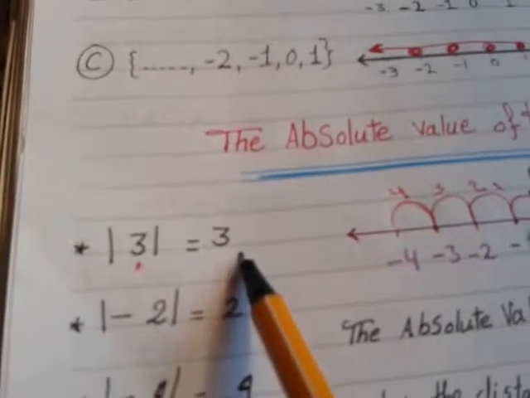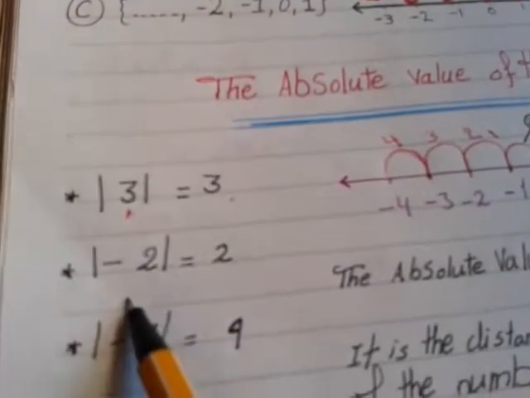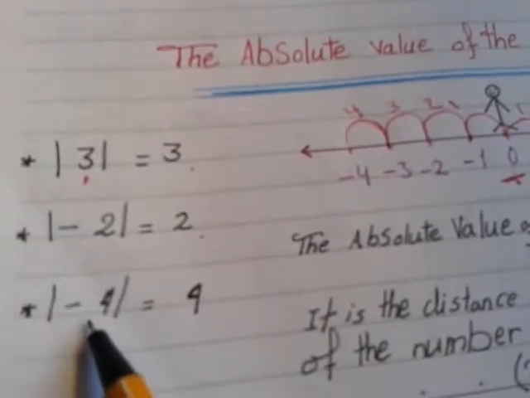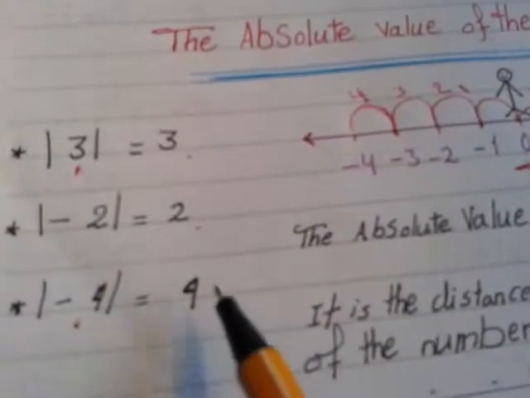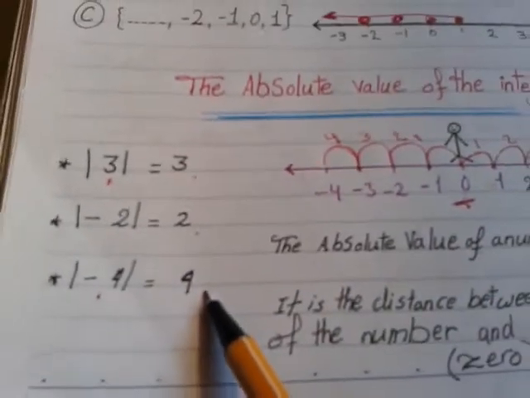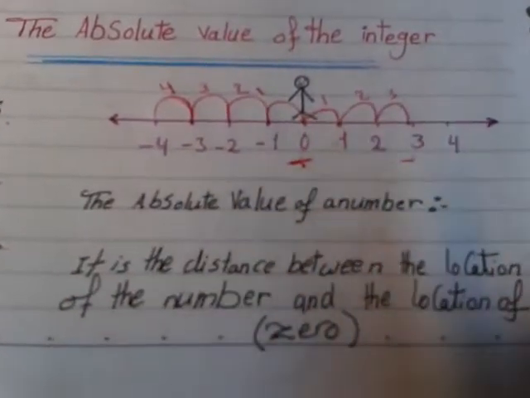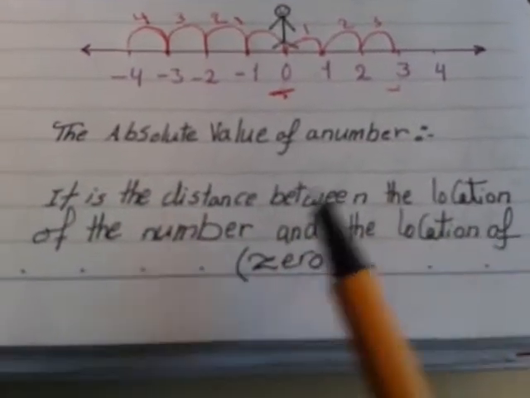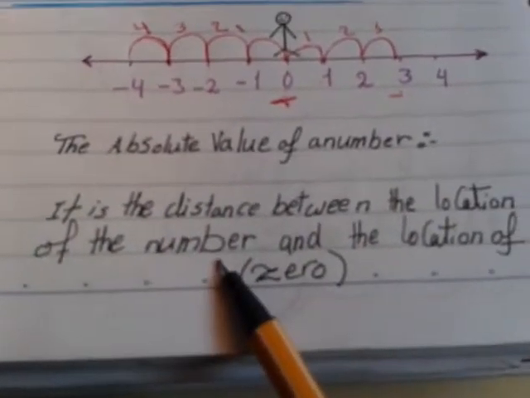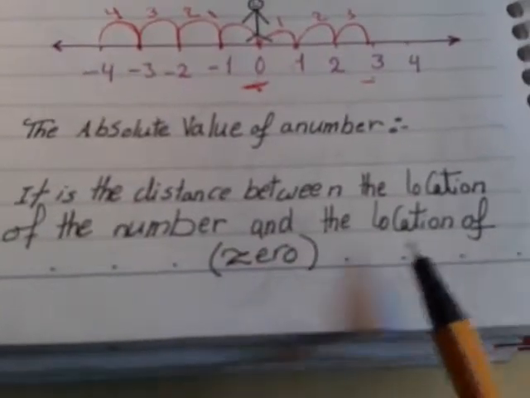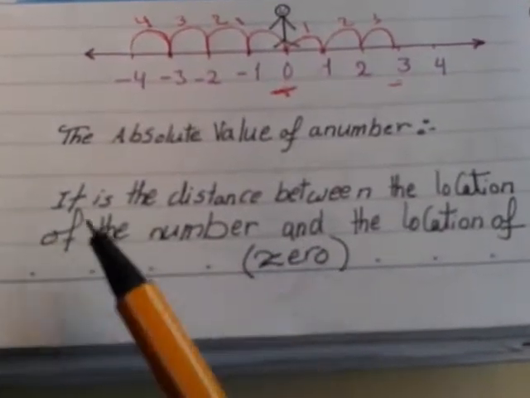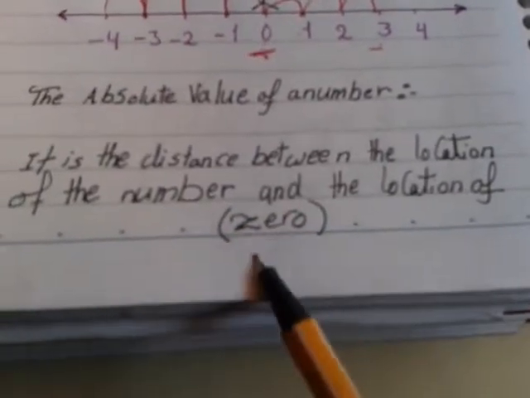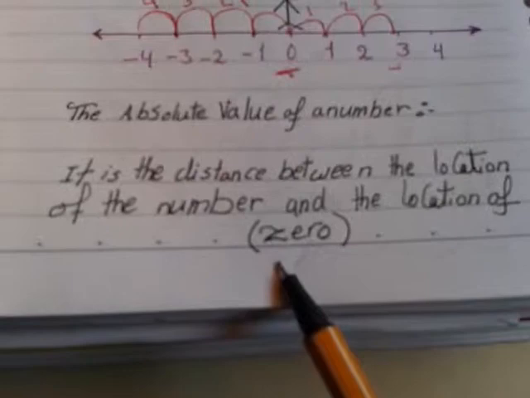How many steps? 3 steps. So, to reach from 0 to negative 2, how many steps? 2 steps. To reach from 0 to negative 4, how many steps? 4 steps. So, the definition of the absolute value of any integer is the distance between the location of the number that you need and the location of 0. Again, the distance between the location of the number and the location of 0.